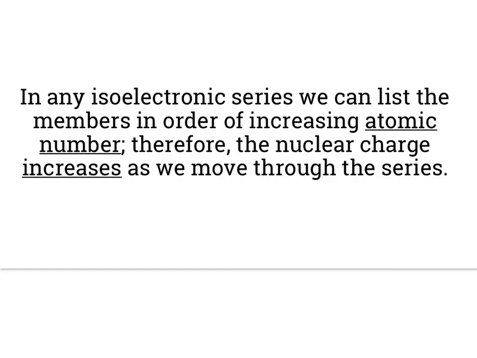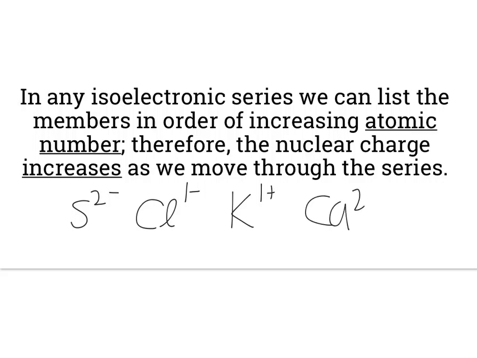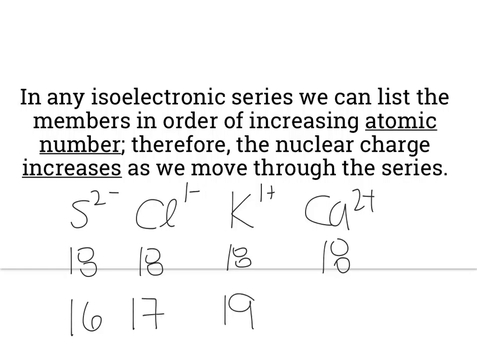So in any isoelectronic series, all we've got to do is list the members in order of increasing atomic number. This would mean that as we go through this list, we have more protons. So, for example, sulfur 2 minus, chlorine 1 minus, potassium 1 plus, and calcium 2 plus. Now, they each have 18 electrons because they're isoelectronic. However, sulfur has 16 protons, chlorine has 17, potassium has 19, calcium has 20.